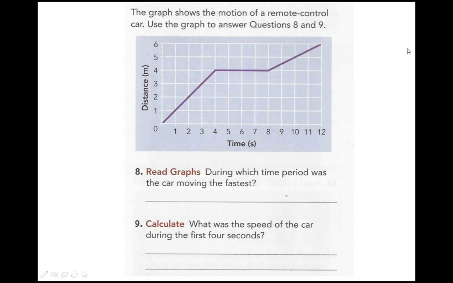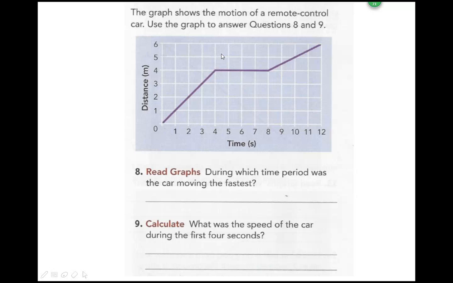Last one here. The graph shows the motion of a remote control car that is doing like this. So during which time period was the car moving fastest? So fastest what? Fastest means it has the what? Yeah, correct. The largest speed. And then how do you find out the largest speed? Because the speed is what? Yes, the slope of the line. The slope of the line is speed.